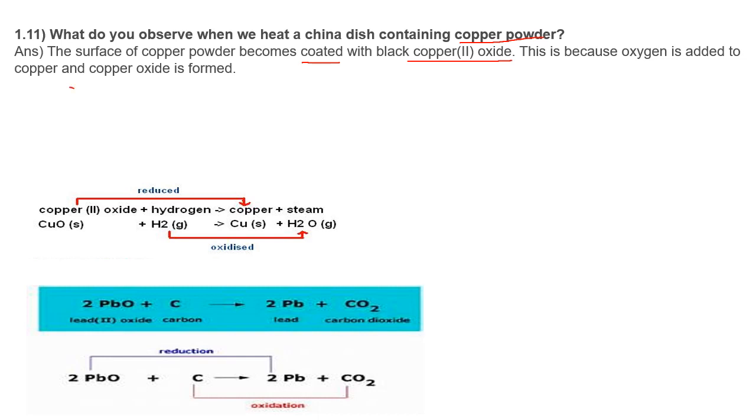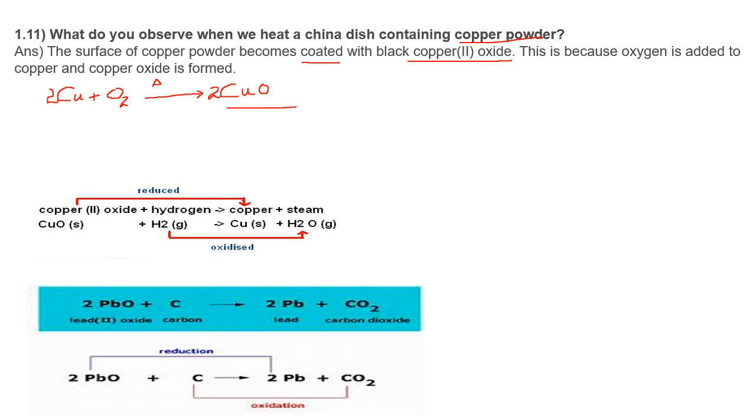I'll write the reaction: copper plus oxygen, and when you heat it, I'll put a triangular sign which depicts that we are heating this, and copper oxide is formed. Let's balance the equation. 2 oxygen over here, copper is 2, and here also we have to put 2 to balance the equation. So we get copper oxide.